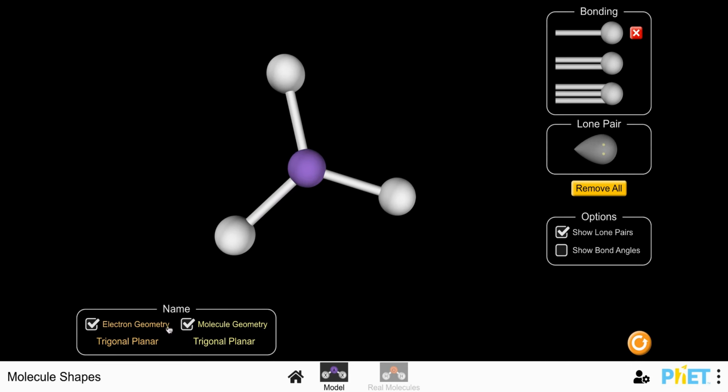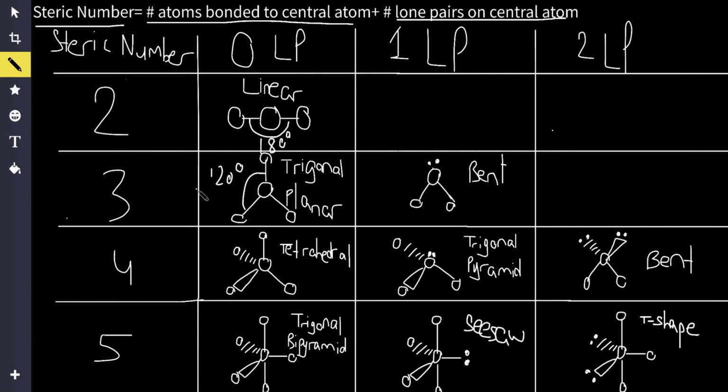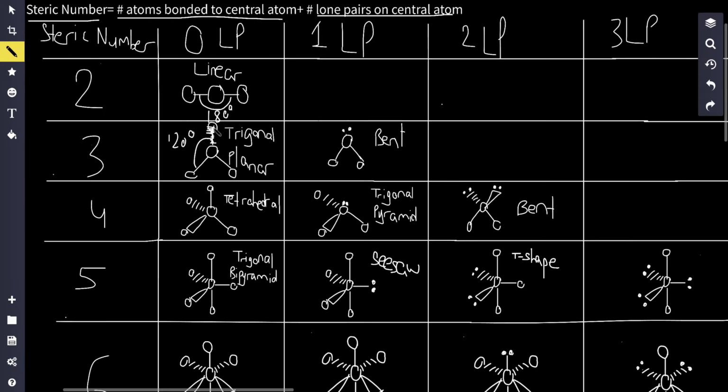And down here we have electron geometry and molecule geometry. I'll explain what those are a little bit later. Actually, I'll explain it really quickly here. Imagine if we took a trigonal planar structure, and instead of one of these atoms over here, what if this was a lone pair? So imagine we took the trigonal planar structure and turned one of the bonds into a lone pair. Our steric number is still going to be 3, but now we're going to have 1 lone pair.